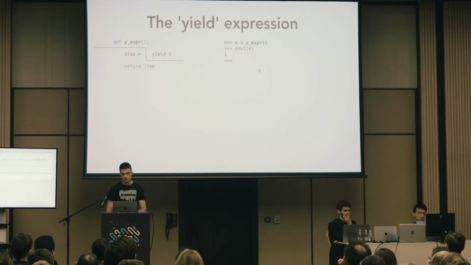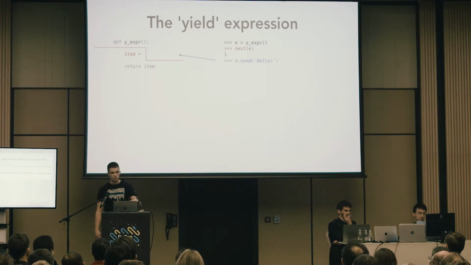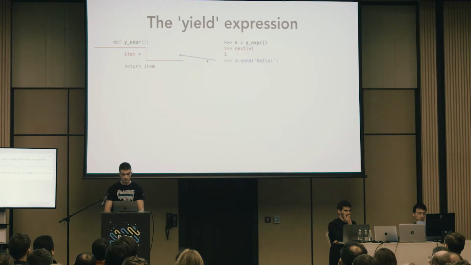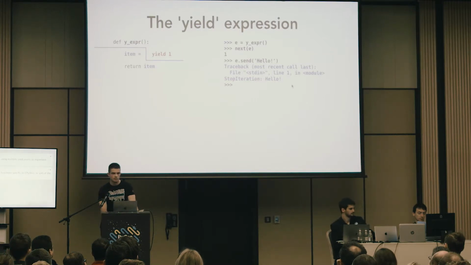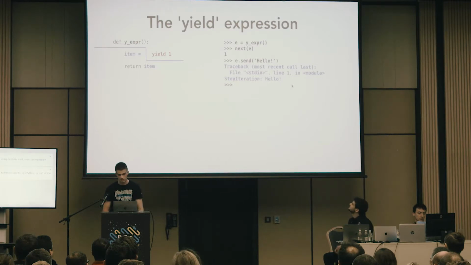And the way you evaluate it is that you basically send stuff into it, okay? So you use the send method of a generator to basically evaluate the yield expression to something, right? So at this point, item is assigned hello, and because I'm returning it, you get the hello at the end. Okay? That's how that works. Objects that you send stuff into, right, are called coroutines. So basically, generators implement this coroutine functionality.